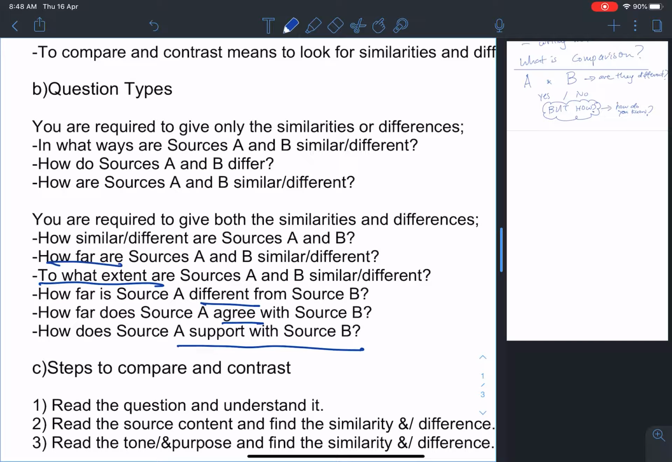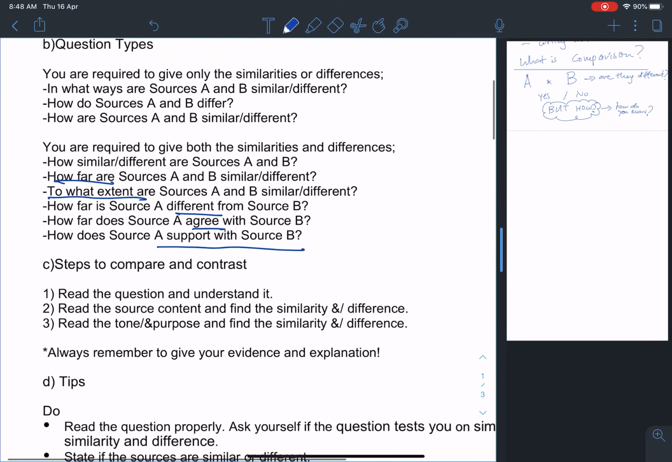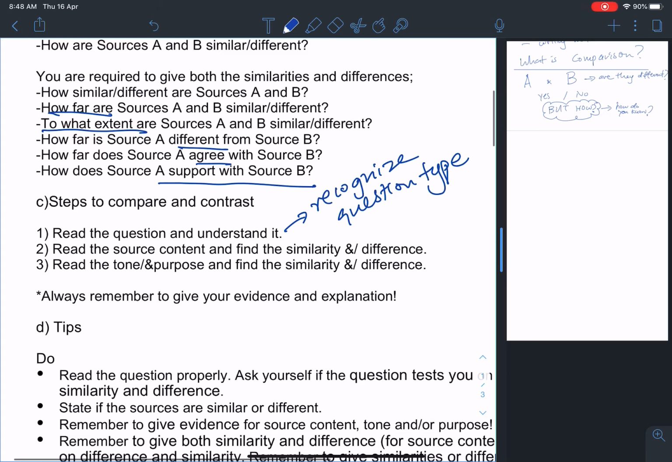So of course the first thing to do is always to recognize the question. This is the kind of question that we are dealing with. How do we do the question? If you look at steps, it says read the question and understand it, which is what we have just done. We want to recognize the question type. Then we look at the content. We will look at similarity and difference based on the content. Then we will look at the purpose. So are they the same or not based on the purpose of the source?